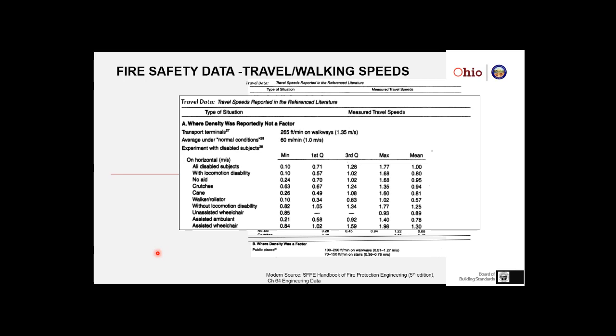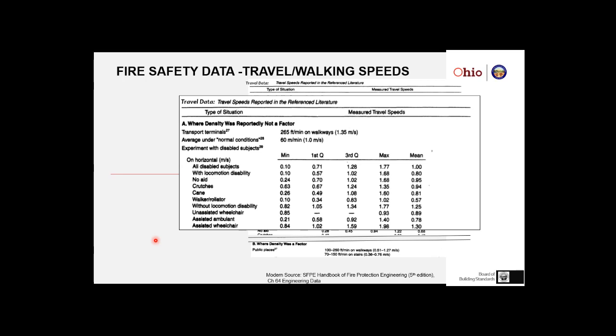What we see here under normal conditions is that the average person walks about 1 meter per second, or about 60 meters per minute. Or if you prefer to compare it to the speed of a car, it's about 2.24 miles per hour. This is assuming that density is not a factor. And again, depending on a person's abilities, those walking speeds will change.